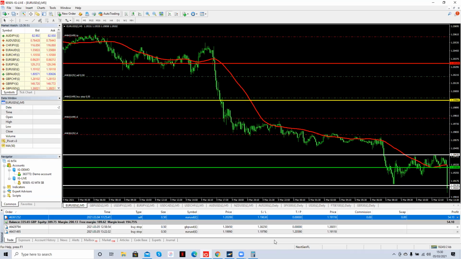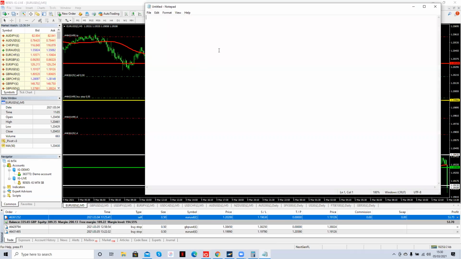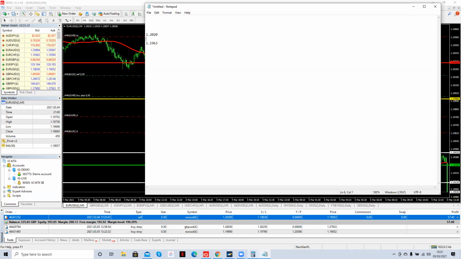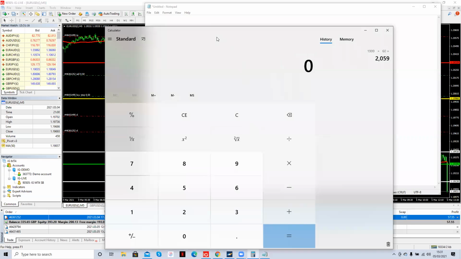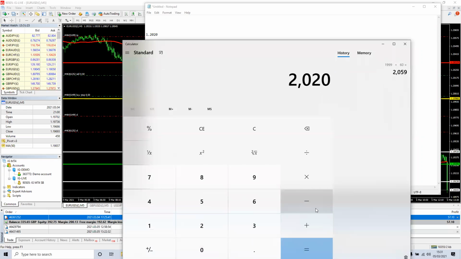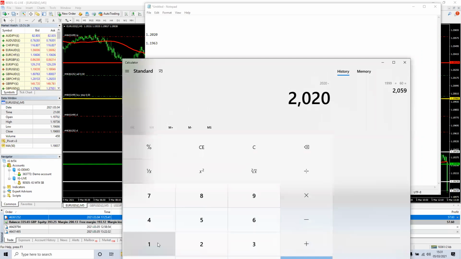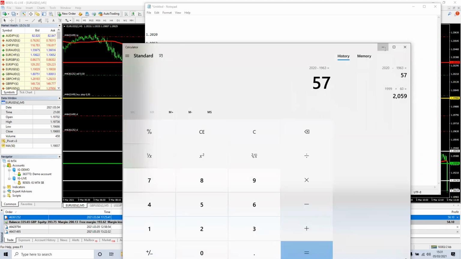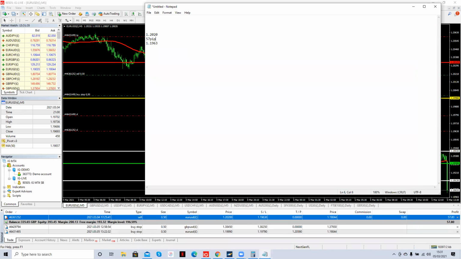So you can see now, let me bring out the notepad. You can see I entered at 2020, but I've moved my stop loss to 1963. So I've locked in that difference, 2020 minus 1963. So I've locked in 57 pips. No matter what happens, I'm going to make 57 pips.